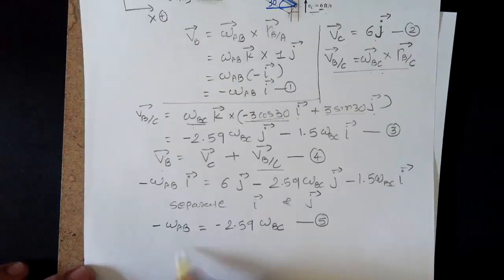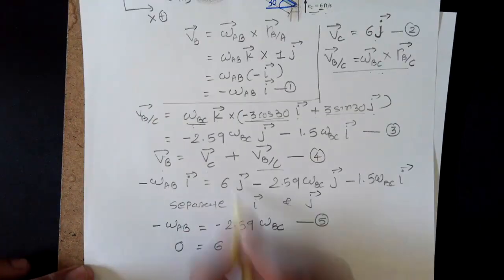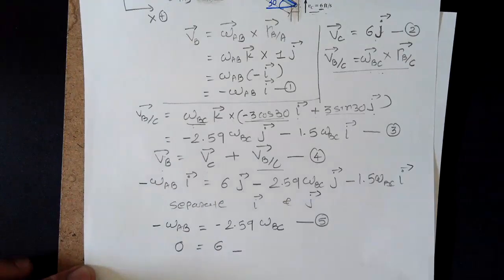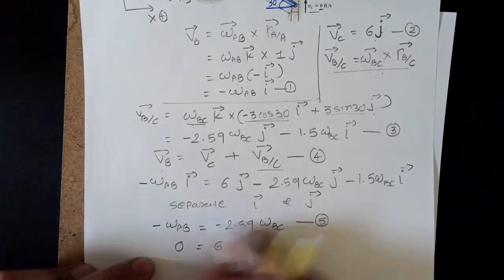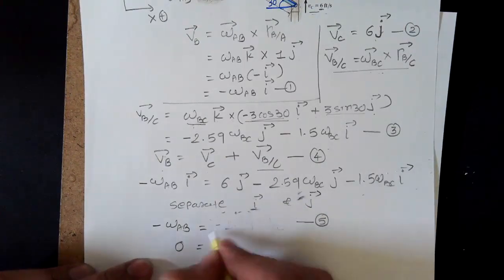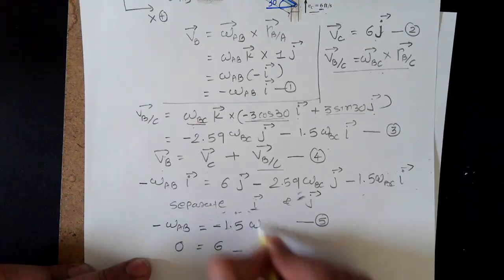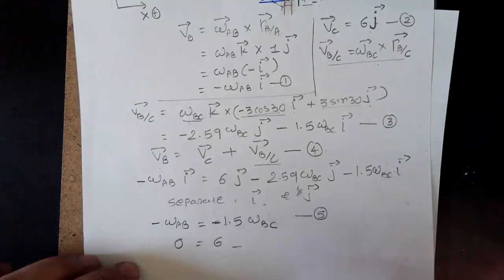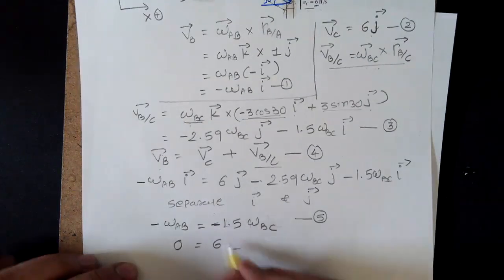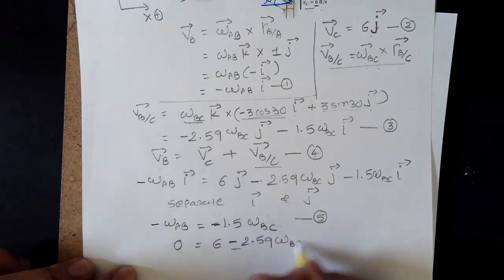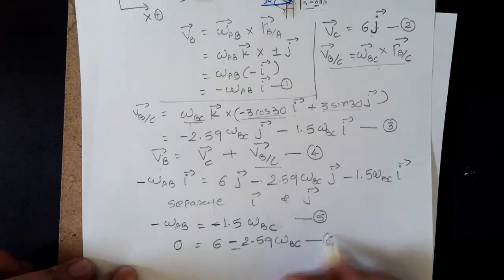And we do that for j, so it's 0 equals 6 minus 2.59 omega BC. Oh sorry, I made a mistake here. It's good to make mistakes, so it will give you the feeling of a live classroom, right? So 0, then 6 minus 2.59 omega BC. And this is number 6.